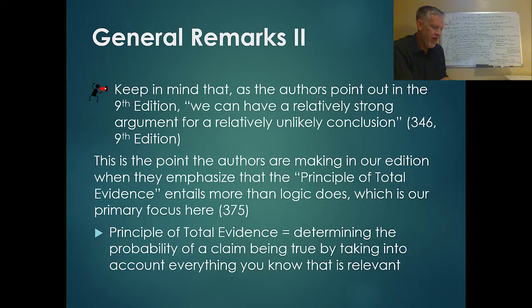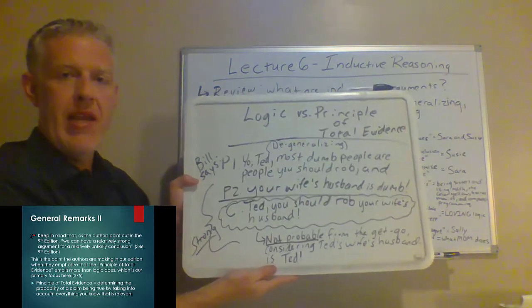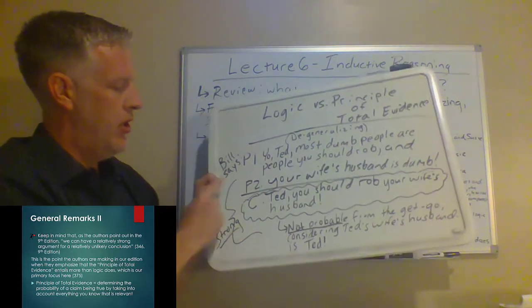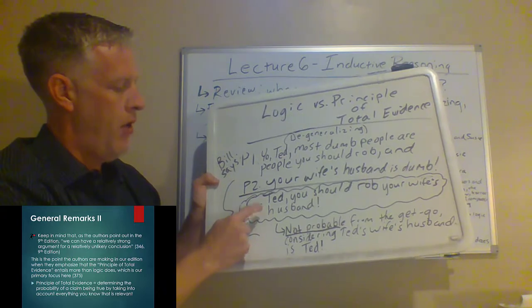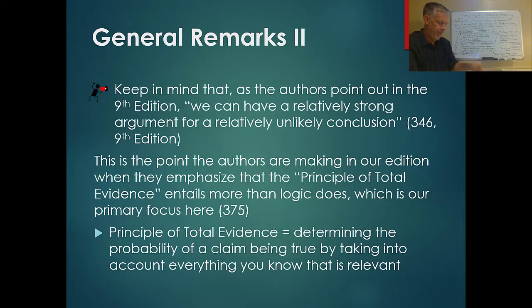So I say, keep in mind that as the authors point out in the 9th edition, quote, we can have a relatively strong argument for a relatively unlikely conclusion. And that's exactly what we had here, right? That's a relatively strong argument for a relatively unlikely conclusion, all things considered. And then I mentioned again that the authors, in our edition, the 13th edition, do reflect on this idea of the principle of total evidence on page 375.